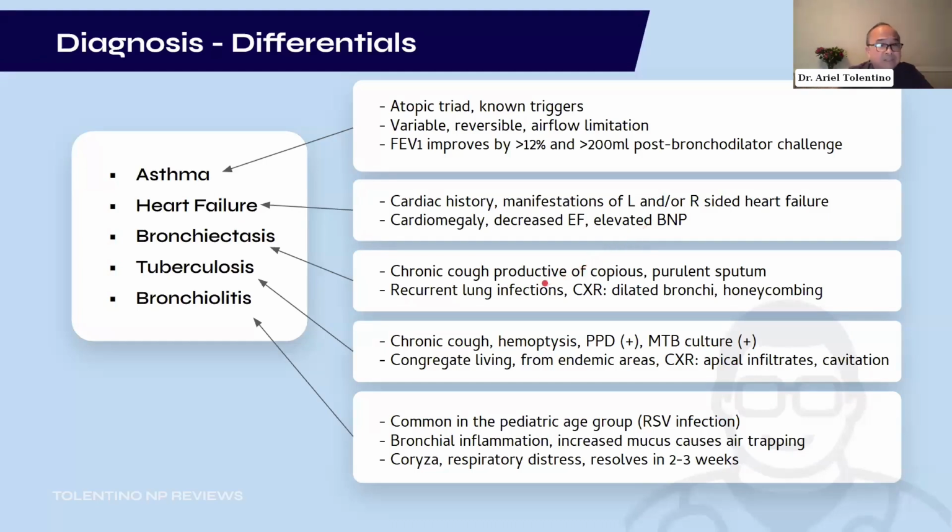We have bronchiectasis. Bronchiectasis causes air trapping also, and there would be chronic cough productive of very copious, very purulent sputum, even more voluminous compared to your chronic bronchitis. There would be recurrent lung infections, and this is secondary to stasis of your sputum, and this is a nidus for infection. Your chest X-ray would show dilated bronchi and honeycombing, which is pathognomonic for bronchiectasis.